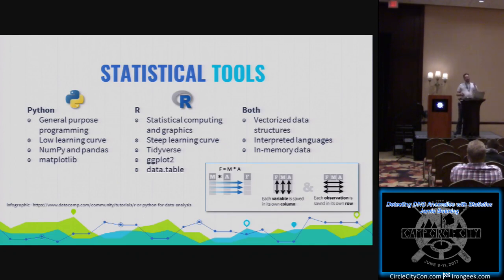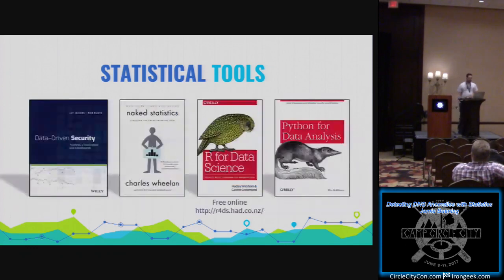Similarly, you can apply functions and calculations across the entire column of sets of data or across rows as well. They're interpreted, so not compiled by default. And then they're both in-memory types of systems, so the data you want to work with has to fit in the system memory that you're dealing with.